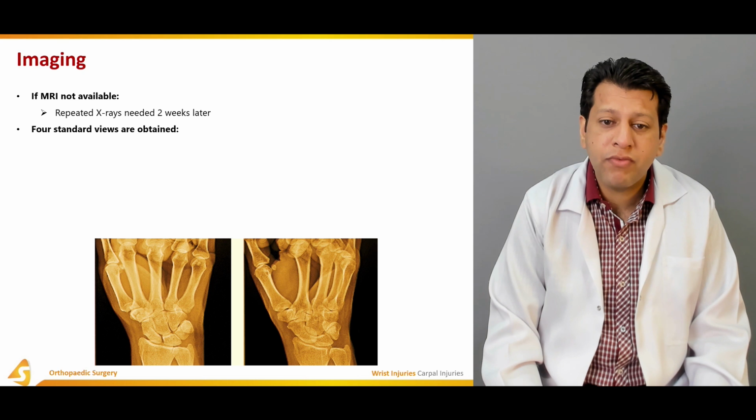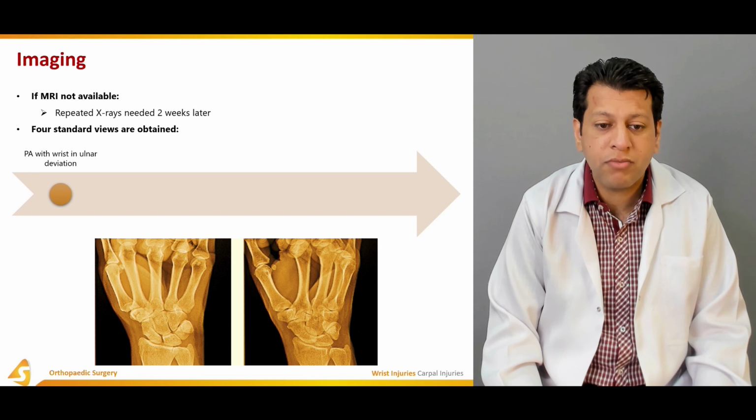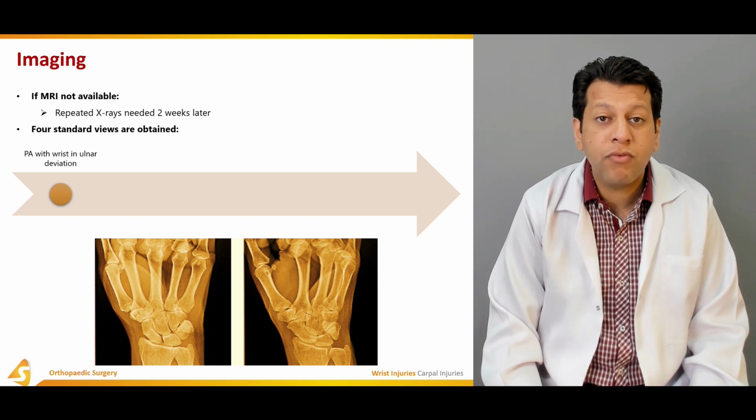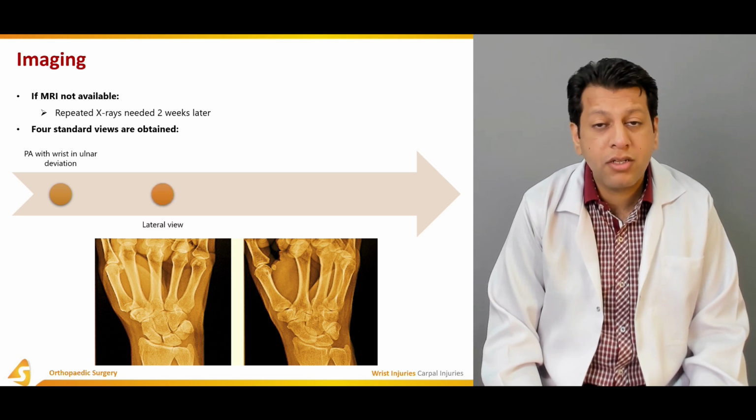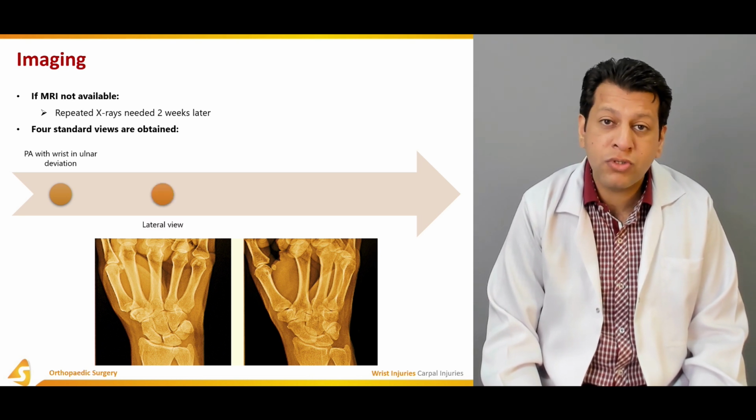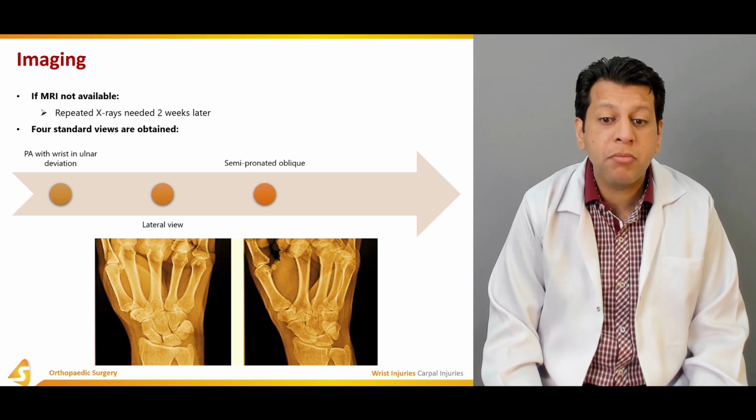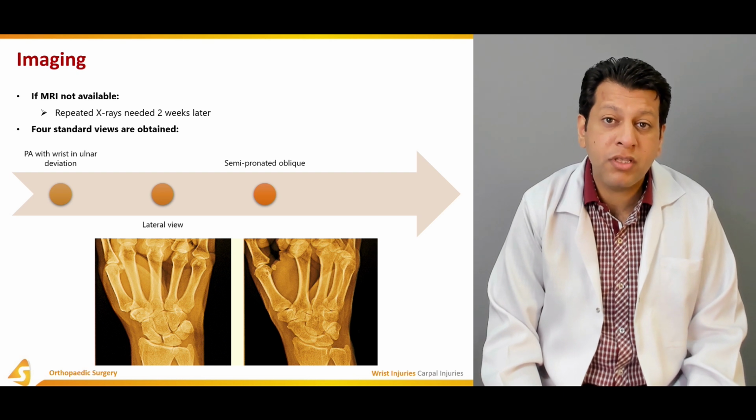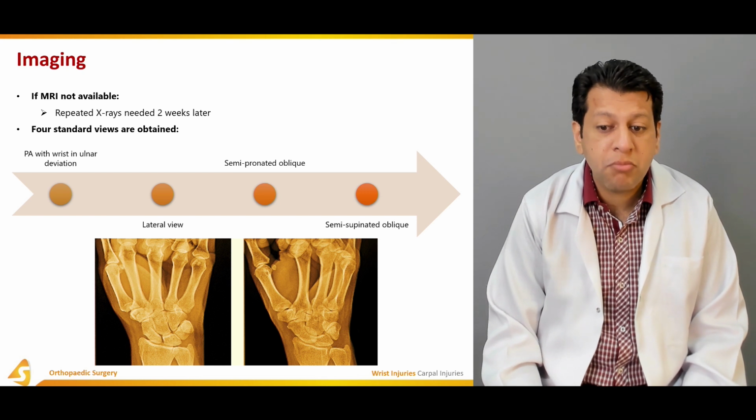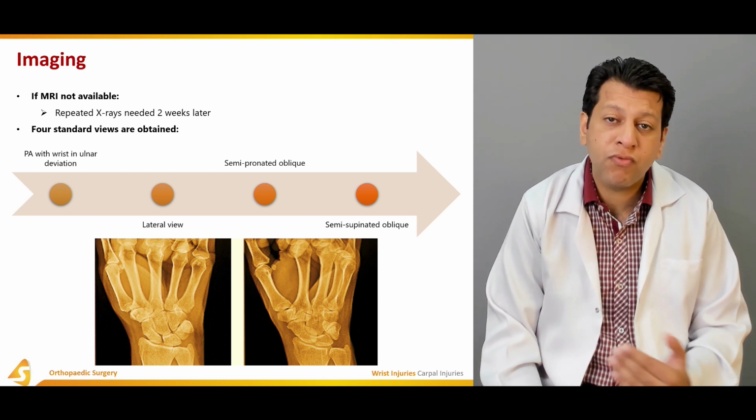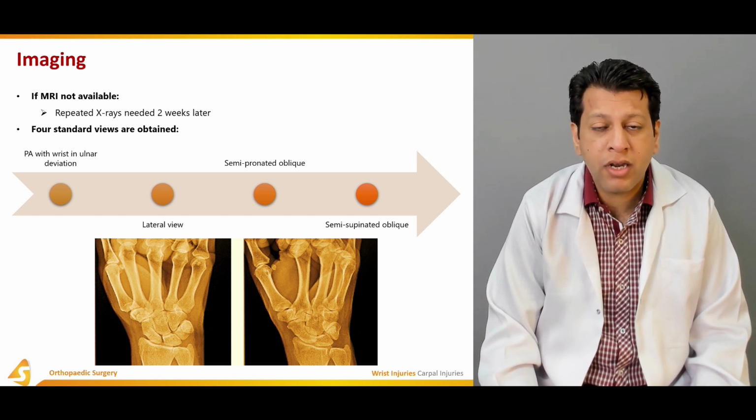Usually 4 standard views are done to evaluate mainly carpal bone injuries around the wrist joint. The most important is the PA view with ulnar deviation. This is actually done to check for scaphoid fracture. Other is the lateral view. Why we need a lateral view is just to check for lunate and perilunate dislocations. Other options could be semi-pronated oblique views, just to see whether there is subtle subluxation of one bone over another or not, or semi-supinated oblique views to see whether there is volar subluxation or dorsal subluxation of carpal bones relative to each other or not.